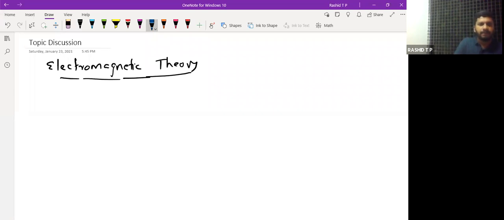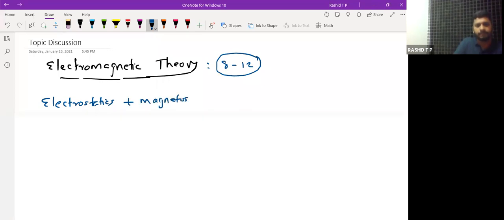Here, electromagnetic theory means we have to study electrostatics. First, I am giving an outline of the topics to be covered in the electromagnetic theory, so that you can score 8 to 12 marks in the session. Electrostatics plus magnetostatics. Then electric fields in matter plus magnetic fields in matter.